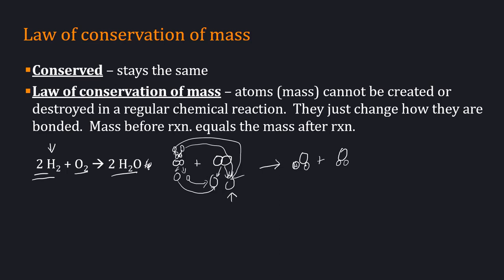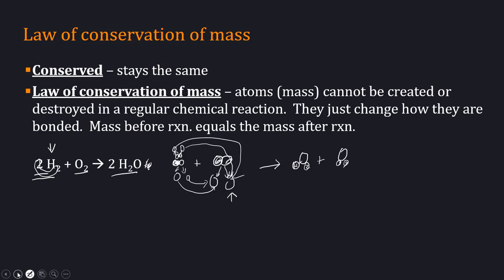So there's 1, 2, 3, 4 hydrogens, and we started with 2 times 2, which is 4 hydrogens. And then we have 2 oxygens as well, and so the amount of hydrogen and oxygen didn't change, but we started with hydrogen atoms, and we started with oxygen atoms, and then we end with hydrogen bonded to oxygen, and we get water. So we get a new thing.